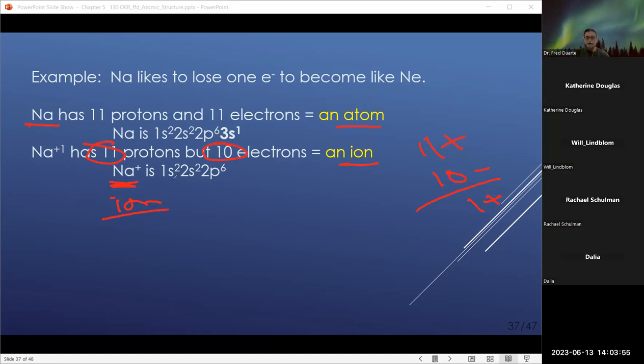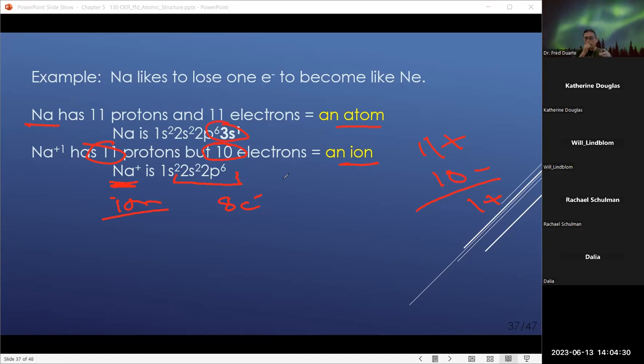Look at the electron configuration now. The new valence shell is in the second energy level. Why? Because that electron that was on the third energy level is now gone. So the next level is the second energy level. And look at how many electrons it has in the second energy level. There are 8 electrons in the new valence shell, which is the ultimate goal that elements want to achieve. They want to obtain that magical number 8.